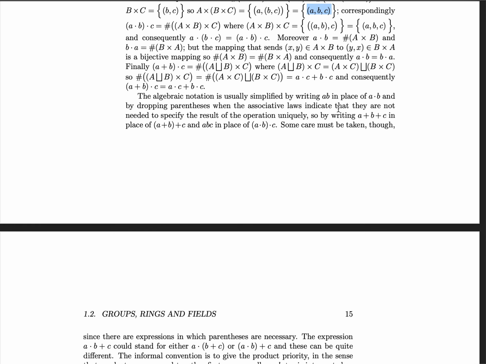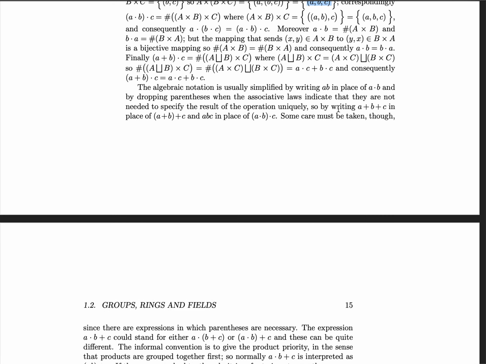Finally, we have that a dot b is the cardinality of the Cartesian product a times b, and we note that the Cartesian product doesn't care about the order in which we give it the sets. Namely, we don't care about the order because we have a very simple bijective mapping between (x, y) in the Cartesian product of a and b and the elements (y, x) in the Cartesian product b times a. So we have a times b is equal to b times a.